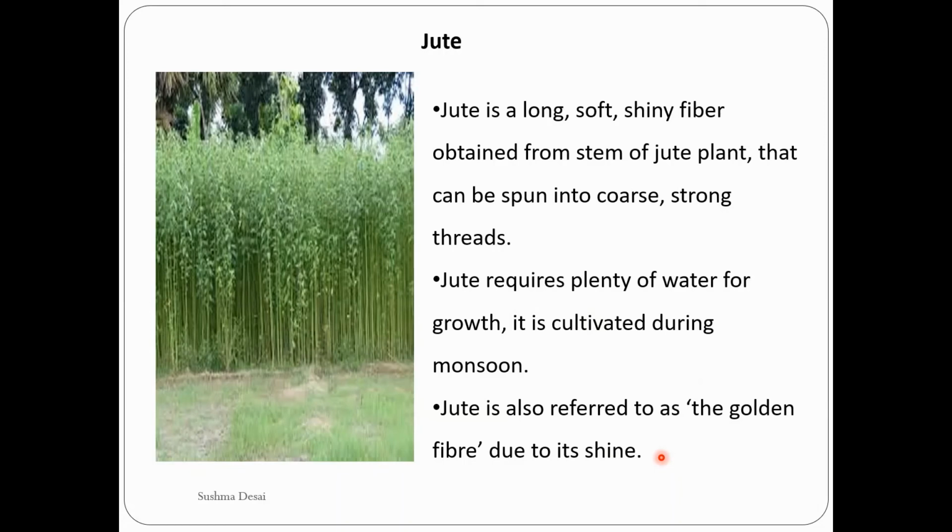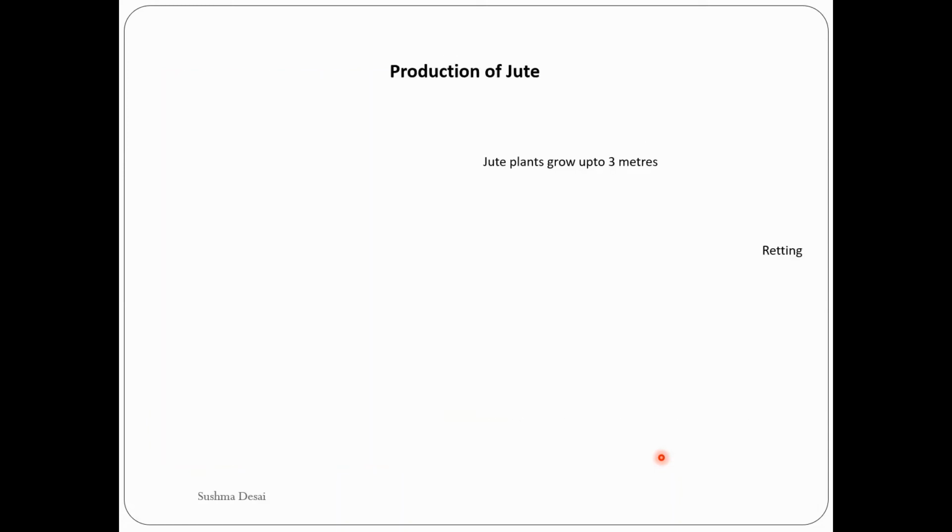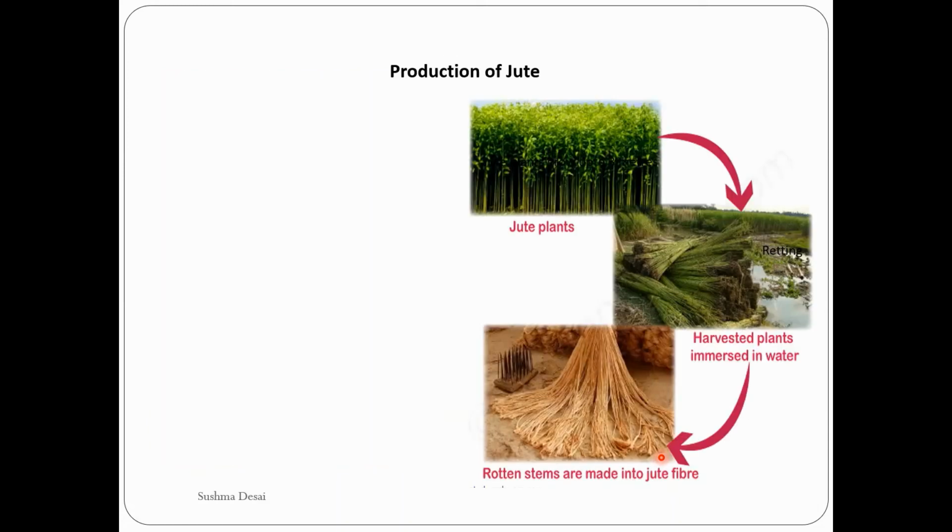Let us study how this is converted into fabric. Here, see the jute plants. When they grow to a height of around 3 meters, they are cut off close to the ground at this level. After cutting, different bundles are made, tied together and kept in water.